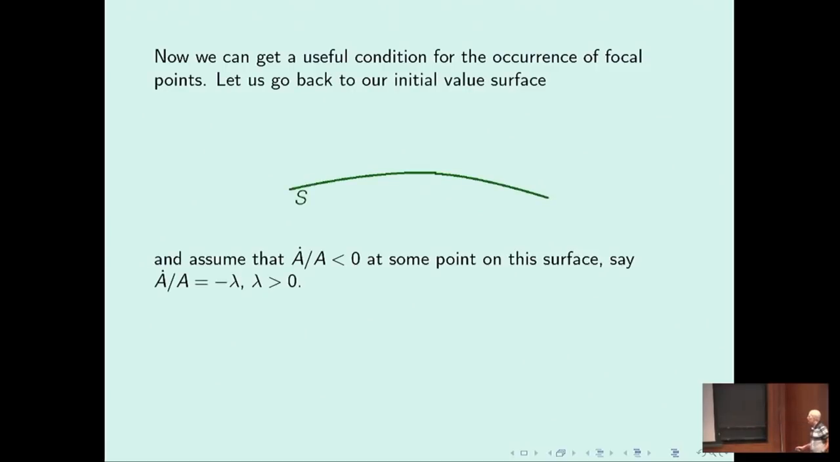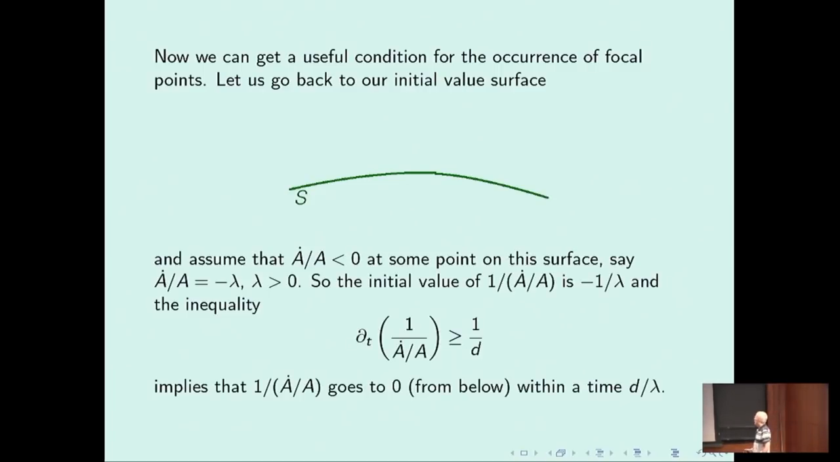We go back to our initial value surface. We assume that A dot over A is negative at some point on the surface. Say it's equal to minus lambda, where lambda is positive. So the initial value of 1 over A dot over A is minus 1 over lambda. And the inequality on d by dt of 1 over A dot over A implies that it goes from negative to 0 within a known proper time, which is d over lambda.